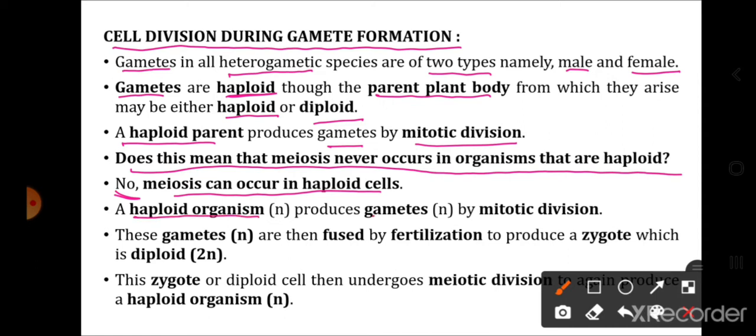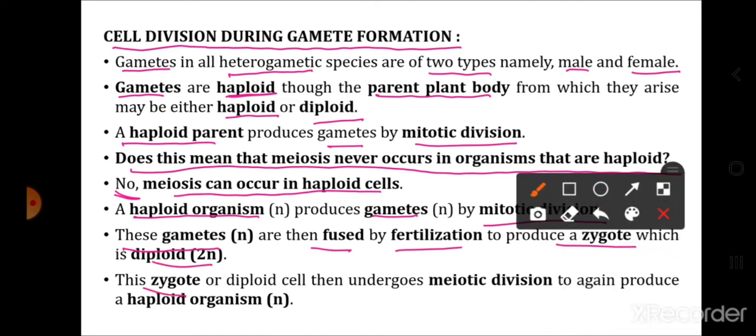Now we know that a haploid organism produces gametes by mitotic division. As we are concerned with sexual reproduction, a very important step is fertilization. There will be fusion of the gametes. The male and female gametes will fuse and result in the formation of a zygote. This zygote will be which type of cell? A diploid cell. The parent body is haploid, and the zygote which is formed is diploid. So here the zygote will undergo meiosis, form haploid cells, and these haploid cells will now form the haploid organisms. So these gametes are fused by fertilization to produce a zygote which is diploid.